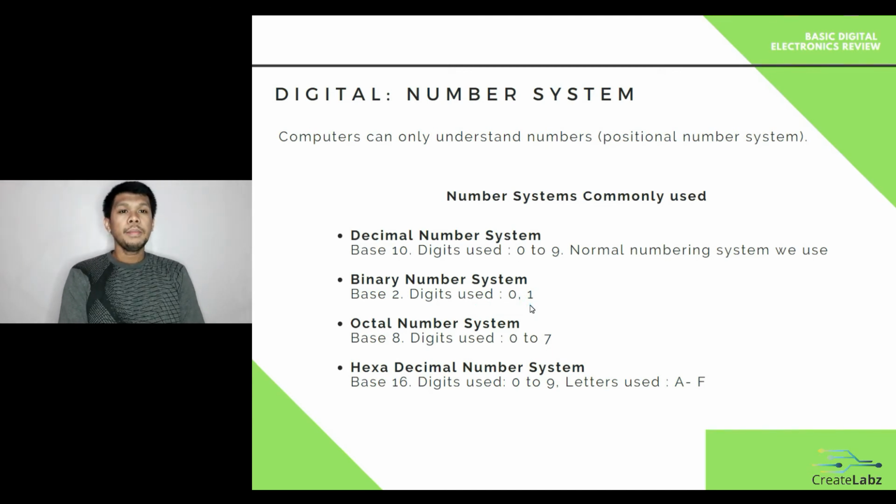Since expressing a number or a character in zeros and ones only means that you will have very long strings of zeros and ones for only one character, we have the octal and the hexadecimal number systems. Octal is base 8, so you will only have digits from 0 to 7. Hexadecimal is base 16, meaning you will use numbers from 0 to 9 and letters from A to F.